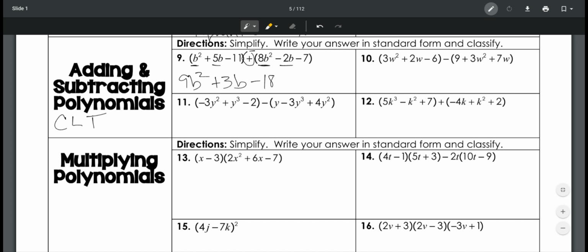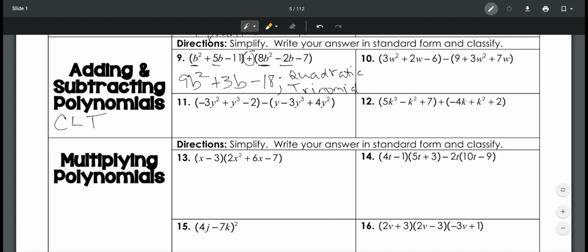As far as identifying, I have 3 terms, which makes it a quadratic. And since I have 3 terms, it is also considered a trinomial. The reason it is a quadratic is because of the b squared.